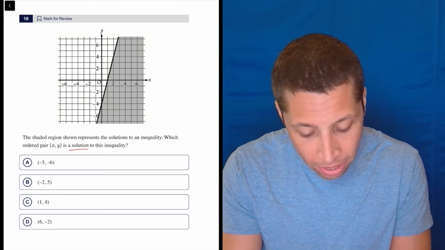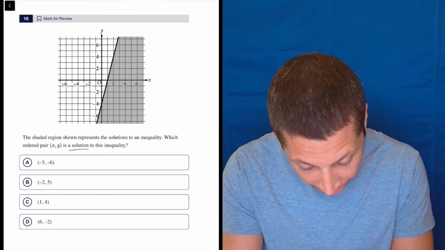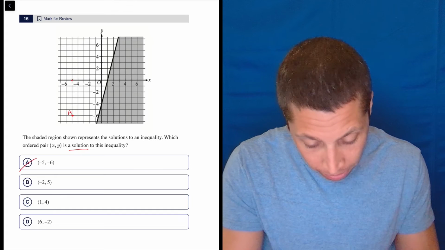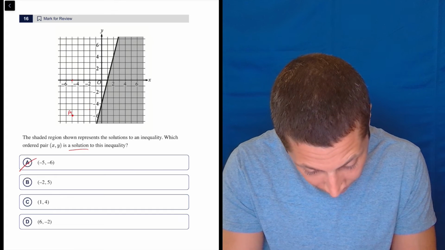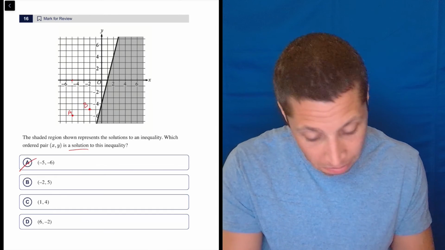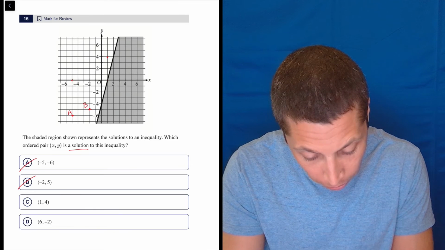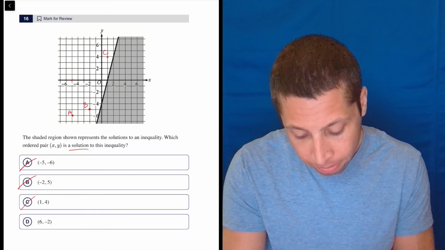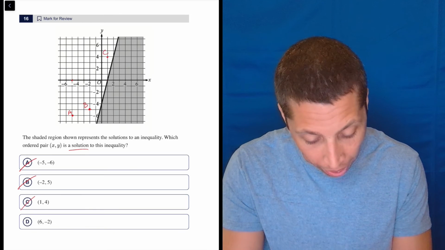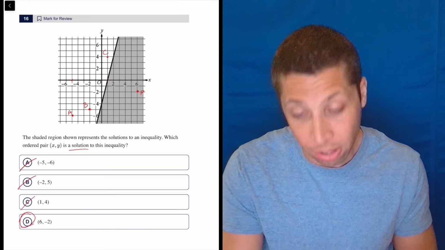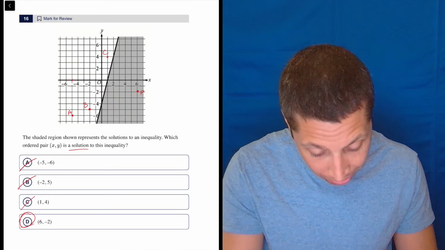-5, -6 is right down here. So that's point A. It's not shaded, gone. -2, -5 is right here. So that's point B, not shaded, gone. 1, 4. So 1 and then 4 is up here, C, and not in the shaded region. So that's gone. And then 6, -2 is right here in the shaded region. And so there you go. Proof that D is right.